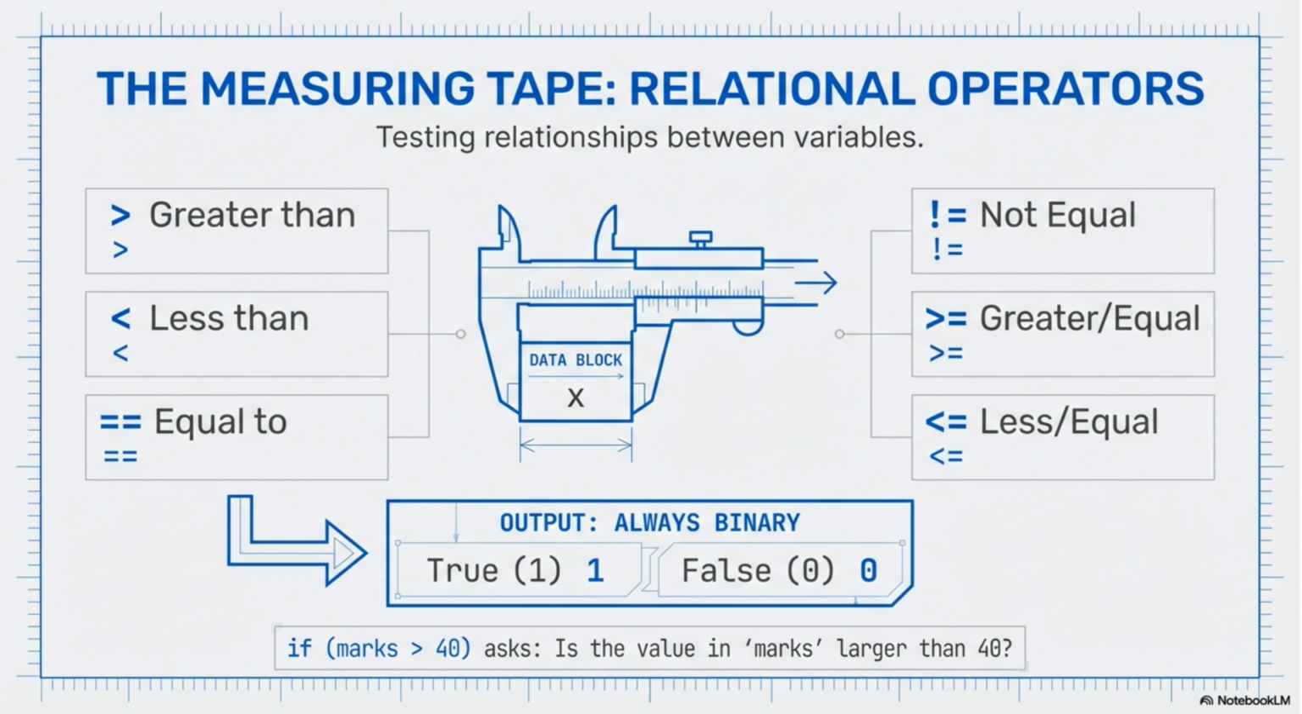Relational operators are the measuring tape for testing relationships between variables. These include greater than, less than, equal to, not equal, greater/equal, and less equal. The output is always a binary result, true or false.